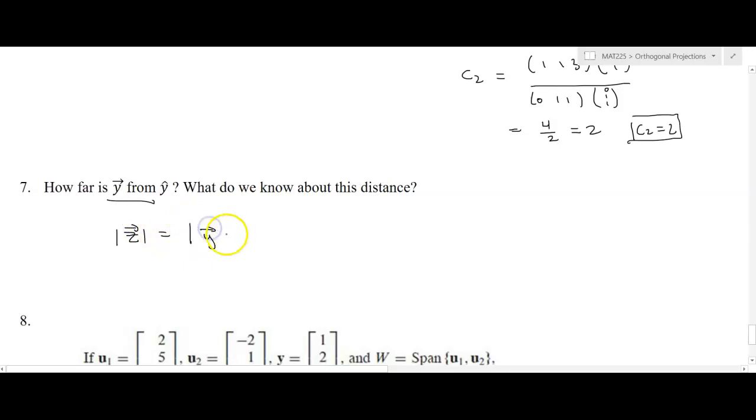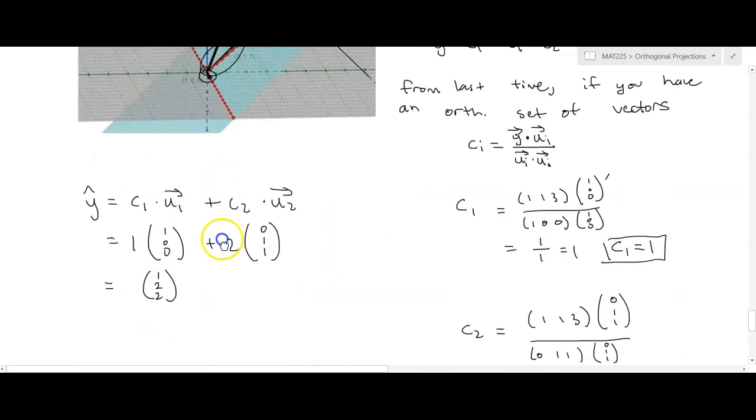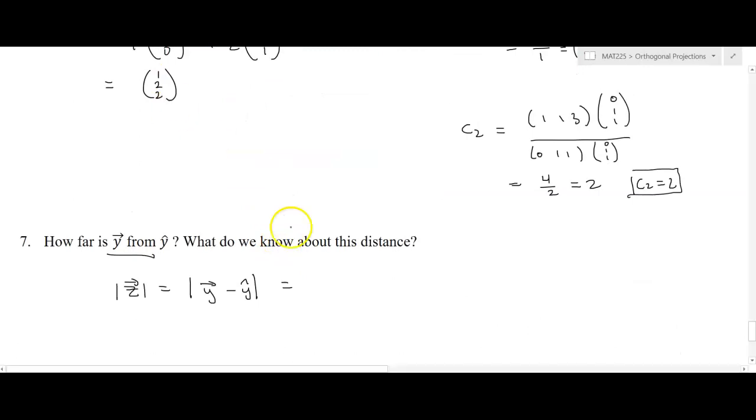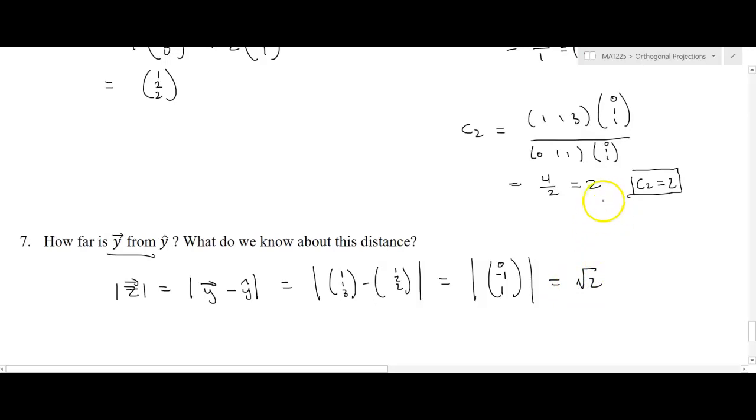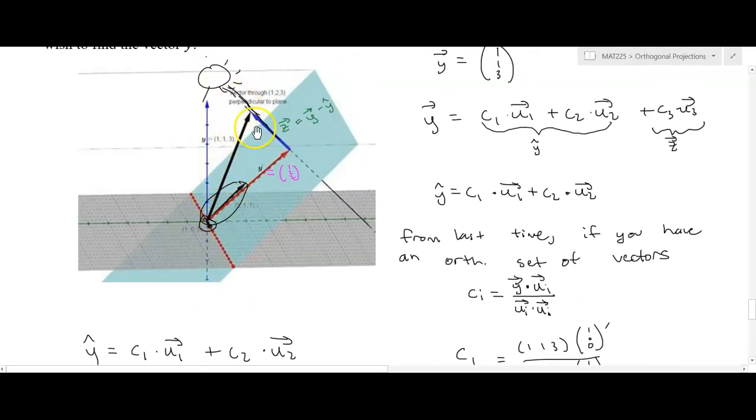We want to find the distance between y and y hat. From above, we were told that y was the vector 1, 1, 3. So we could do the magnitude of 1, 1, 3 minus the y hat vector, which we just found to be 1, 2, 2. That's going to be the length of 0, negative 1, 1. If you take the square root of the components squared, you get a length of square root of 2. So it is square root of 2 units away from the y vector. That length, that blue line, has a length of square root 2.